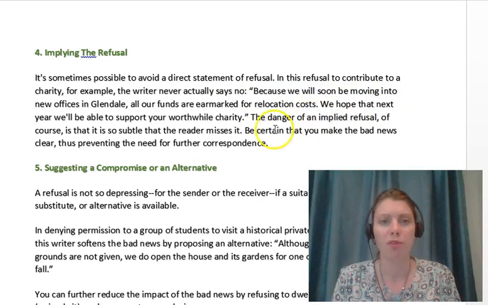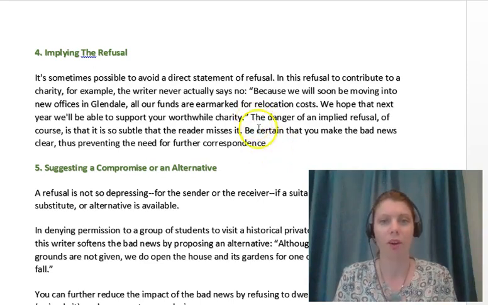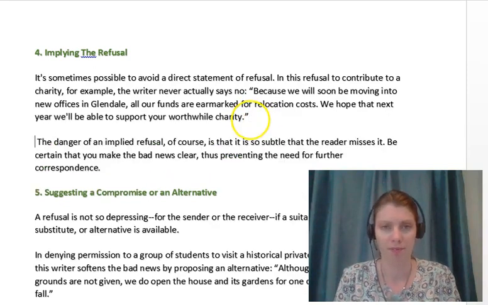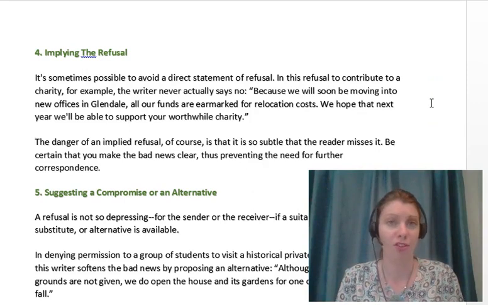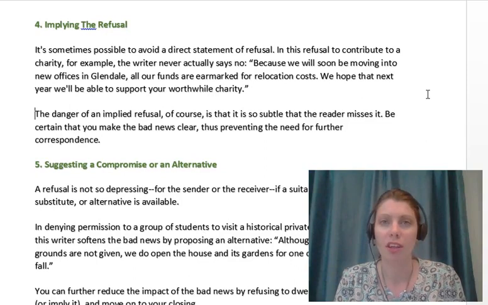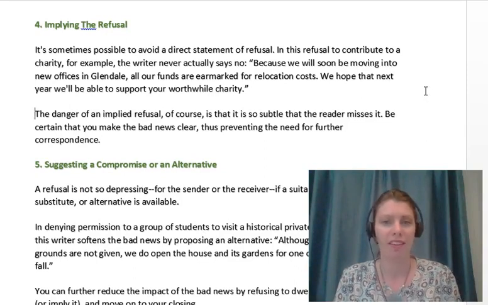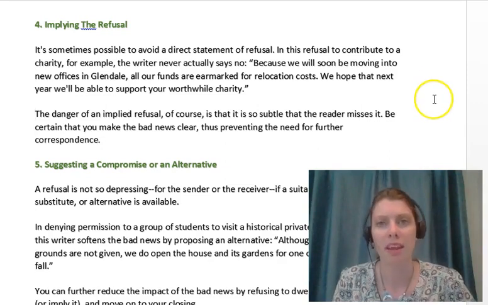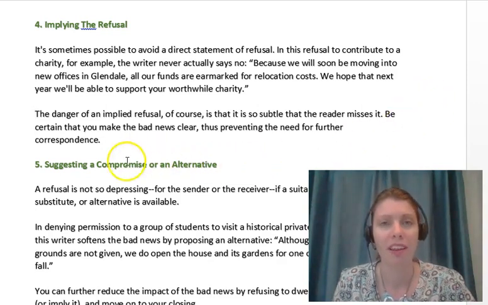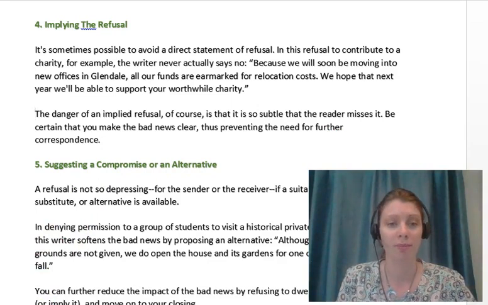Because we will soon be moving into new offices in Glendale, all our funds are earmarked for relocation costs. We hope that next year we'll be able to support your worthwhile charity. So we understand that they're not going to be supporting us this year, but they never actually said no. The danger of using an implied refusal is that it's too subtle for the reader to understand. Be certain that you make the bad news clear and prevent the need for further correspondence.